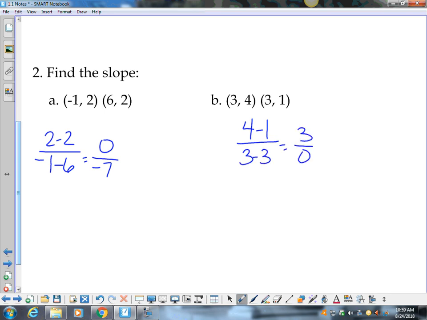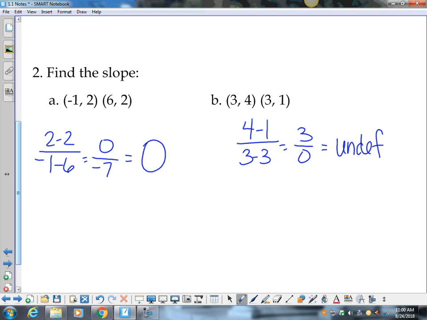Okay, these two answers are not both 0, and they're not both undefined. One of them is 0, and one of them is undefined, and they are two very different lines. The one with 0 on the top is 0. The one with 0 on the bottom is undefined. You've learned that since Math 1. You've talked about undefined slopes and 0 slopes. That's something that I absolutely need you to know. 0 on the top is 0. 0 on the bottom is undefined.